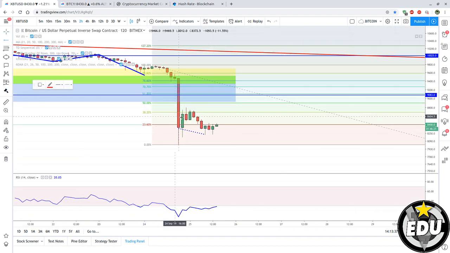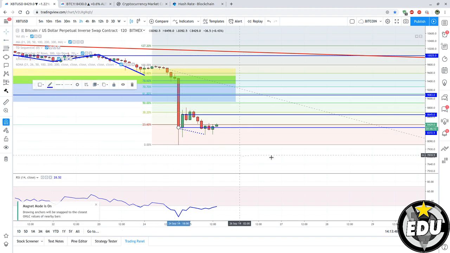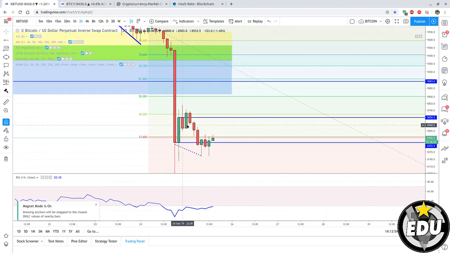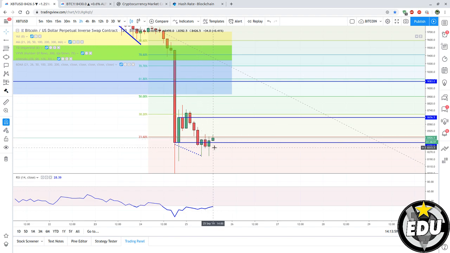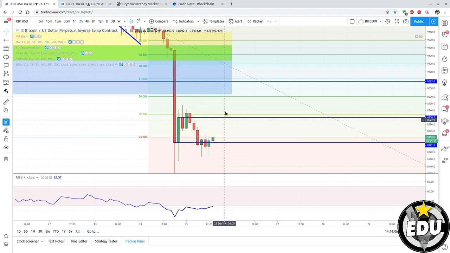Let me trace some levels. That's the range high, that's the range low. Right there, price, this is the range, right? Price attempt to break failed. Also here, it's trying to drop. It can drop. So it's a range. Right now we are moving inside this possible rectangle here.